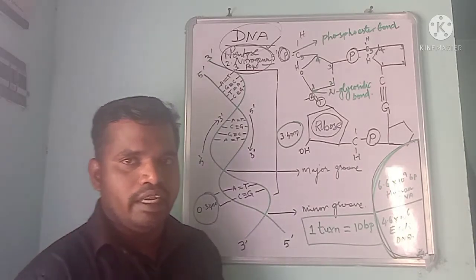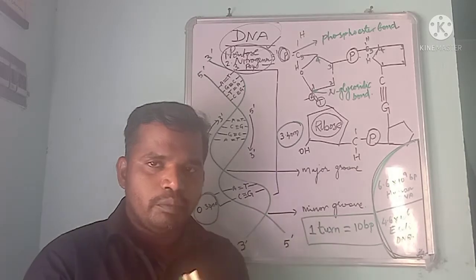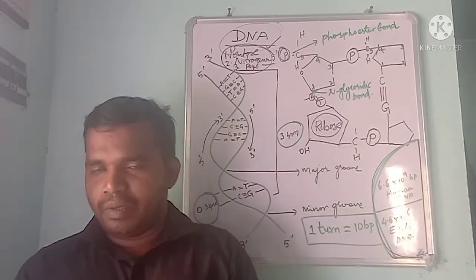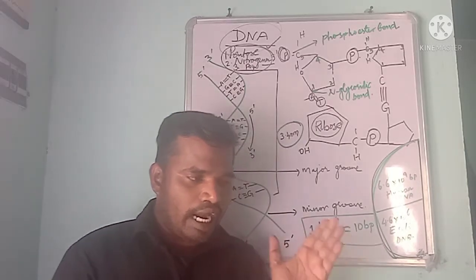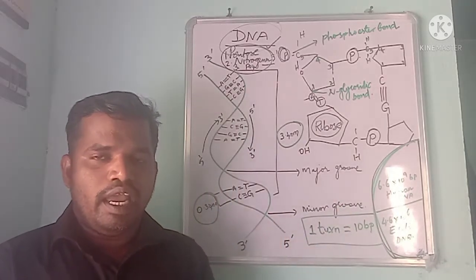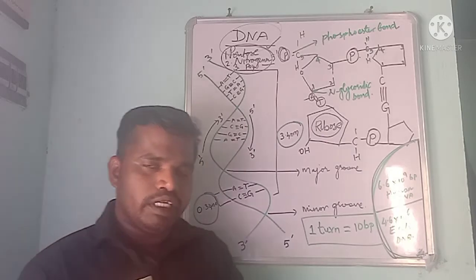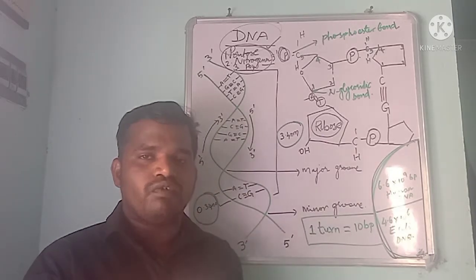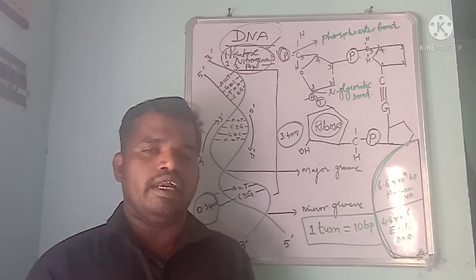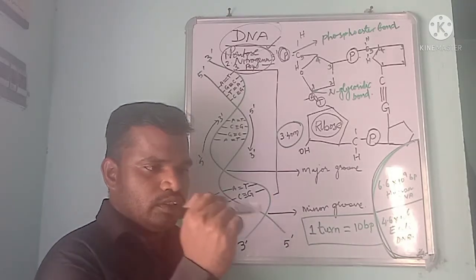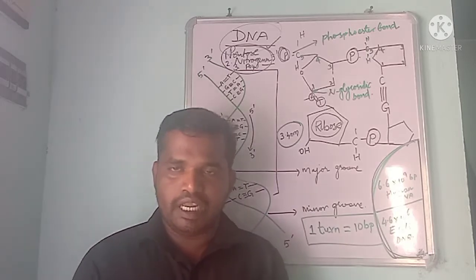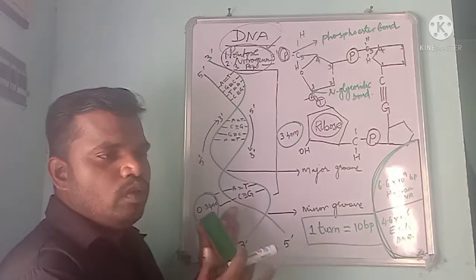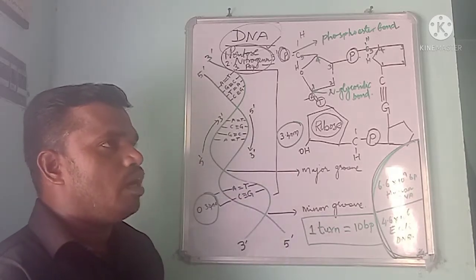Do you understand what I am saying? Clear? So what are the nitrogen bases? Two kinds: purine and pyrimidine. Adenine and guanine are purines. The pyrimidines are cytosine, thymine and uracil. Cytosine is common for both DNA and RNA, but uracil replaces thymine in RNA. Do you understand?